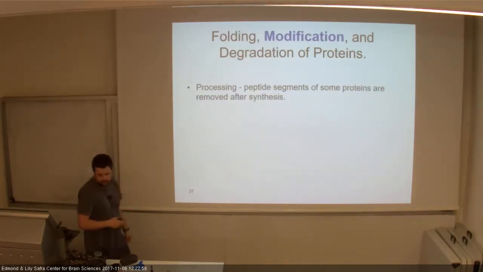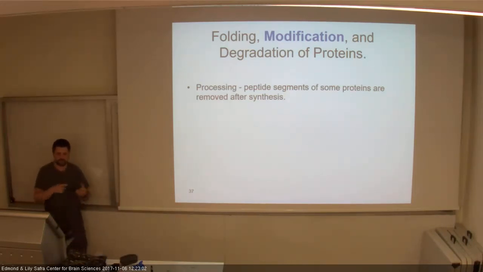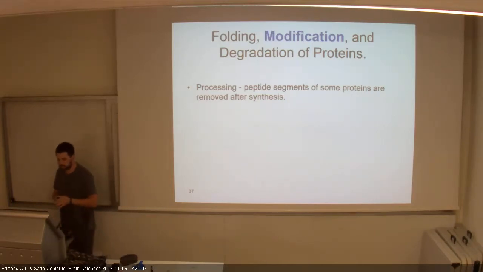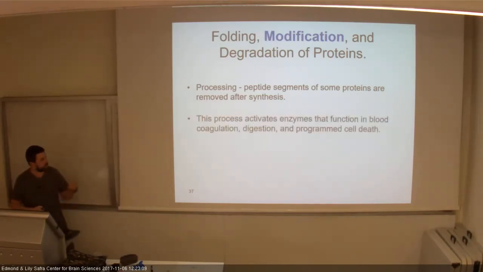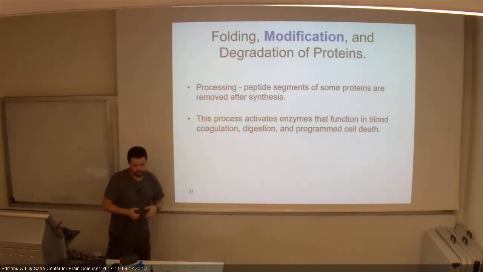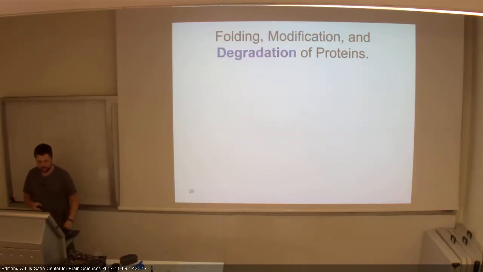So other types of modifications can be processing. For example, peptide segments or parts of the protein can be cleaved out. And this is something that is very typical, for example, in enzymes that are responsible for blood coagulation in our bloodstream, and also programmed cell death.